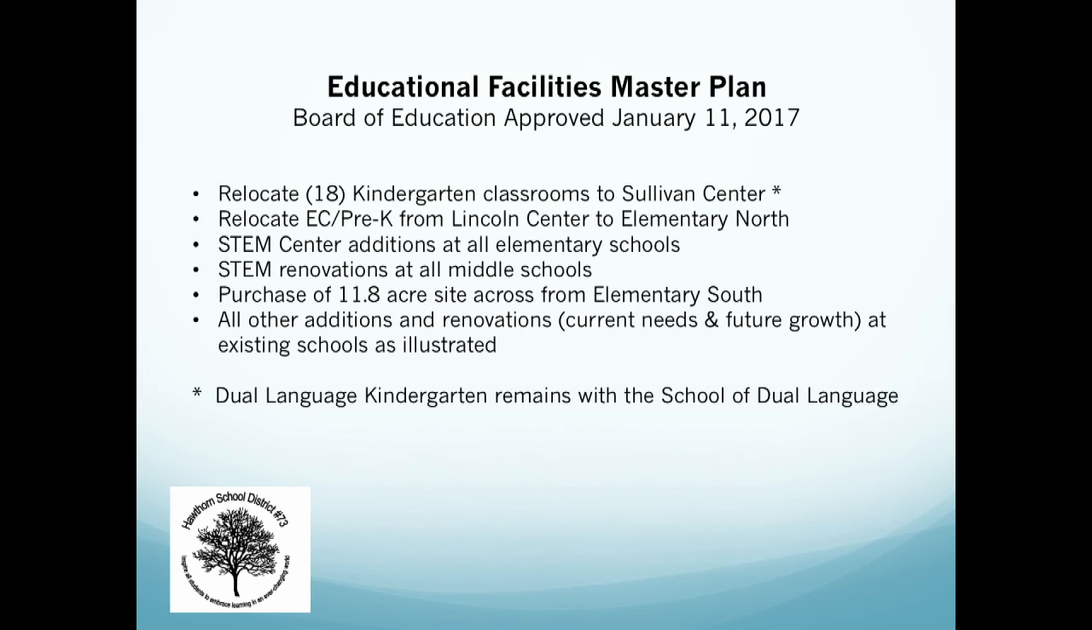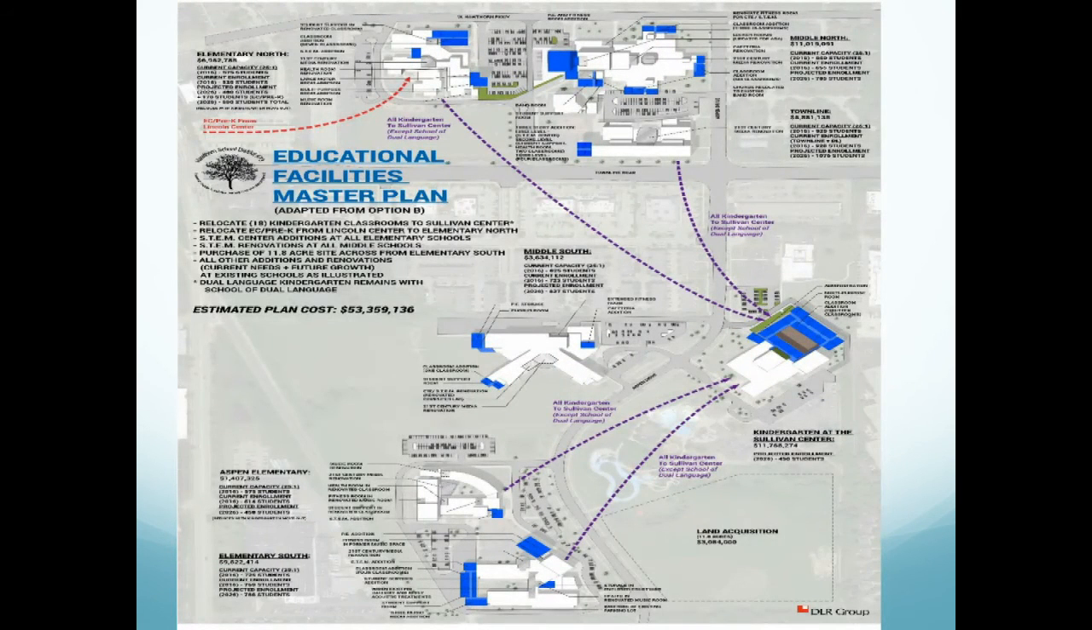This is a map of the Educational Facilities Master Plan. Again, if you recall, it is a 10-year plan, and what you see in blue are the suggested square footage needed for the additions, and I'm sure on TV right now it's hard to see, but the 10-year Facilities Master Plan includes the kindergarten center and then all additions and renovations to the other buildings that are included on here.